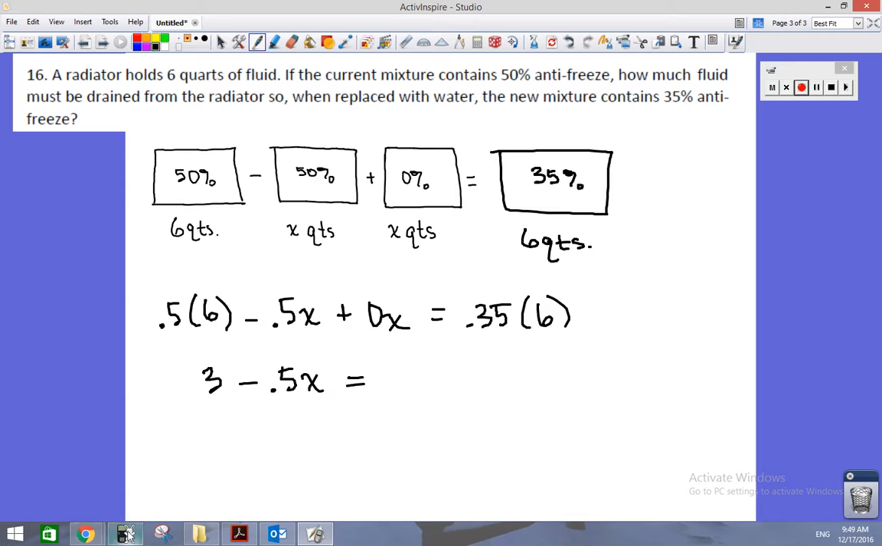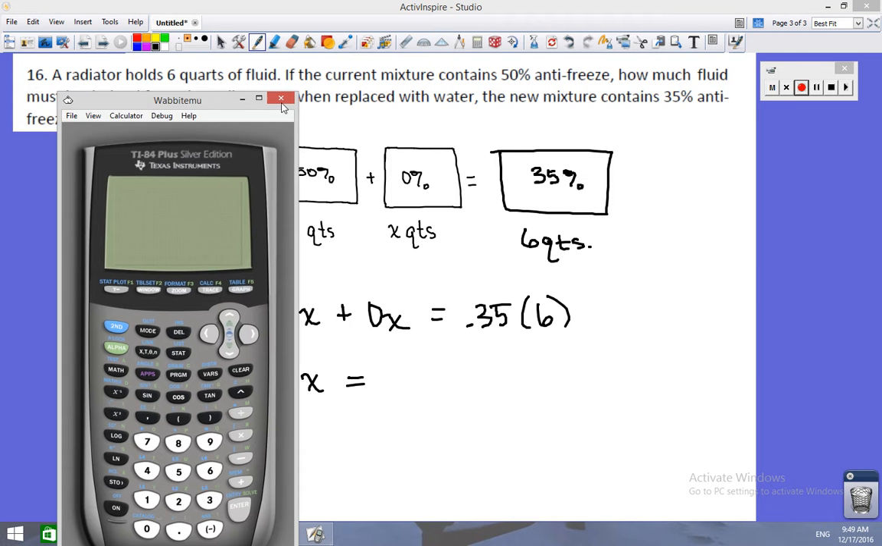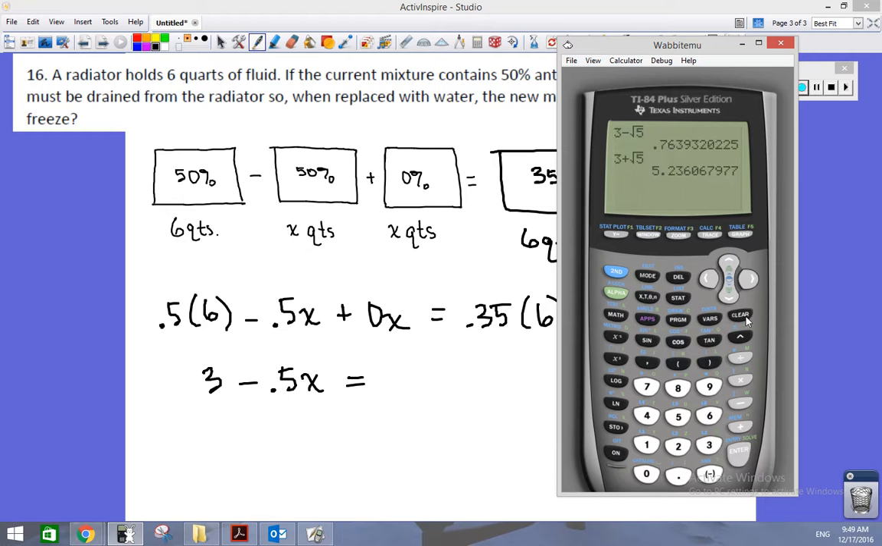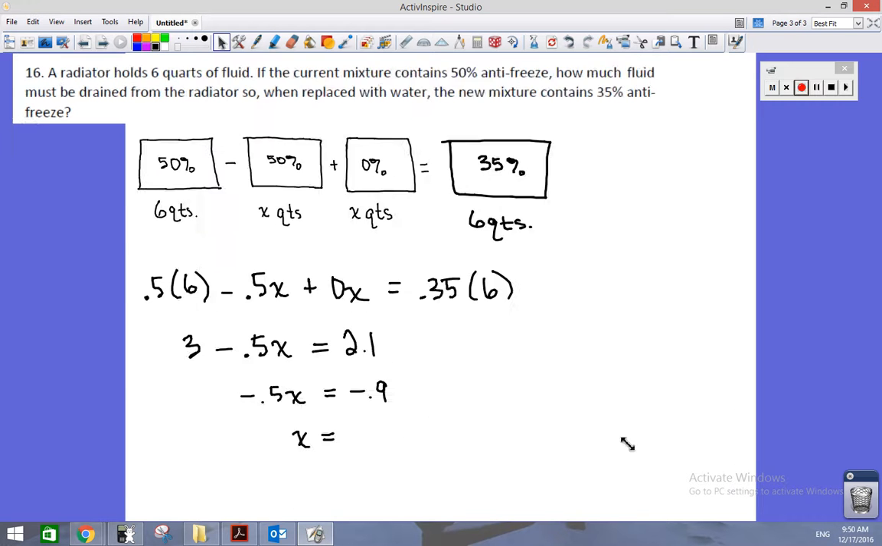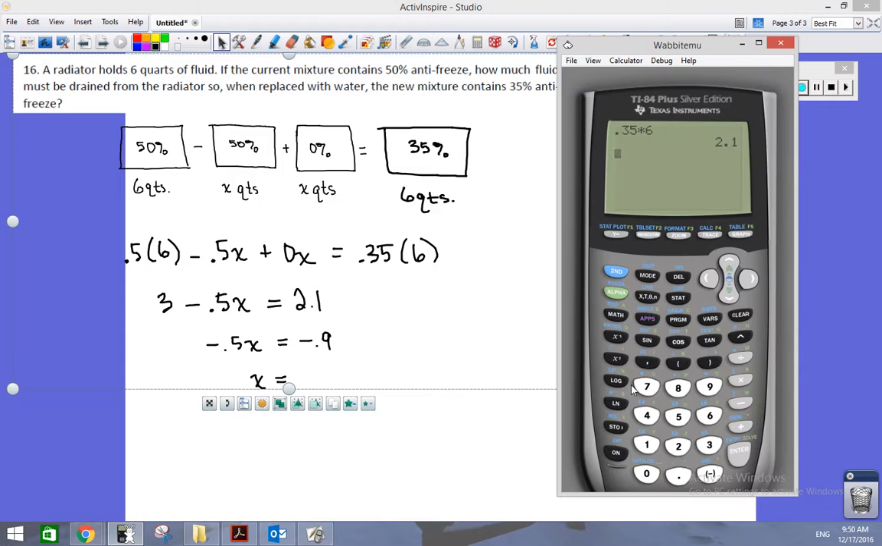Now I do need a calculator here. I suspect it's a little over 2, but let's see what it is. 0.35 times 6 is 2.1. Alright, so to get the x by itself, let's subtract 3 from each side. Let's divide by that negative 0.5. So 1.8 is what we should get, yeah.